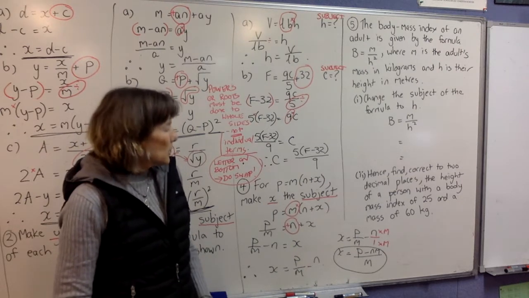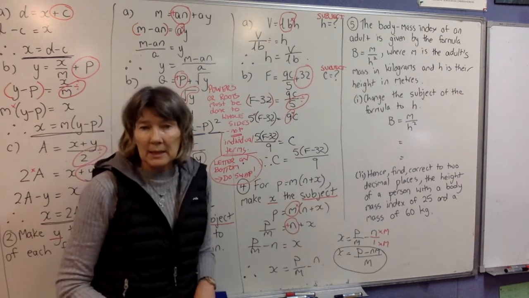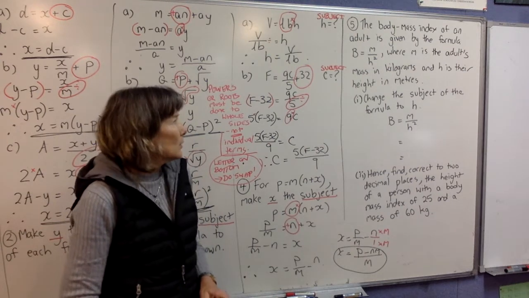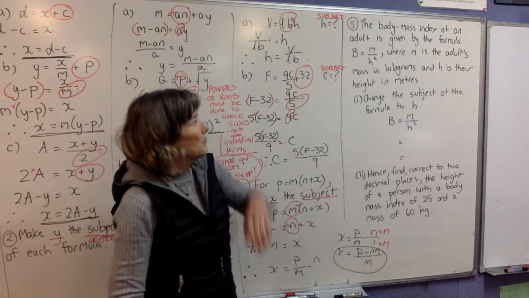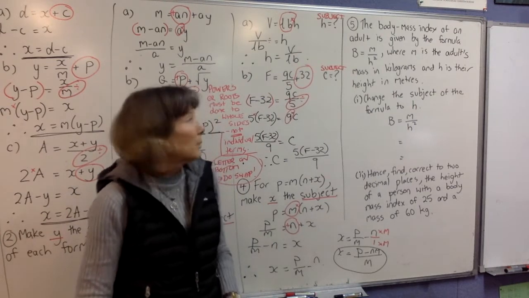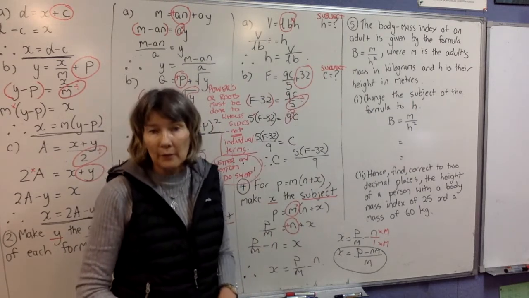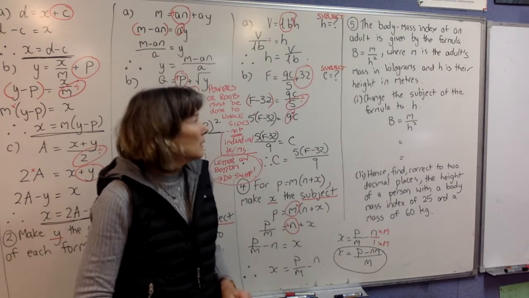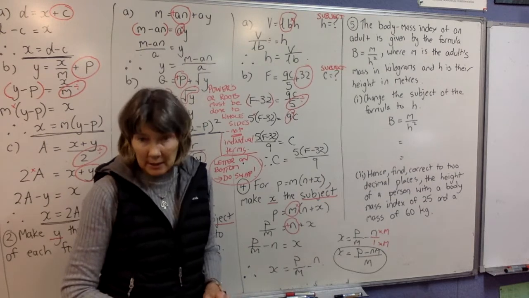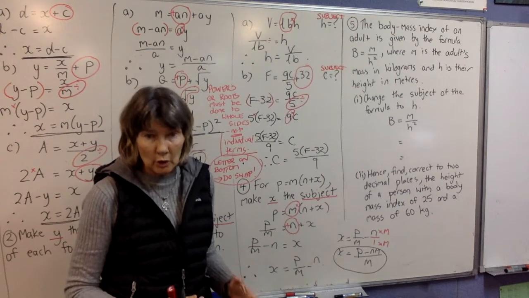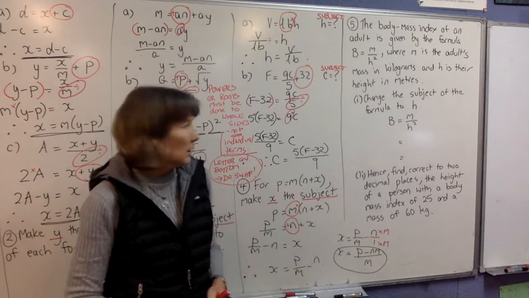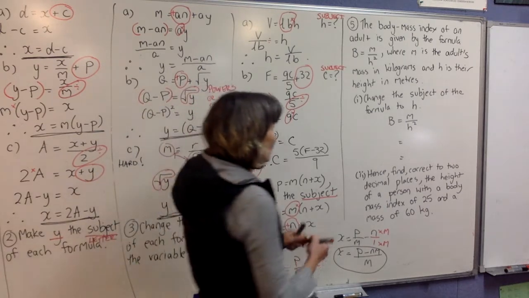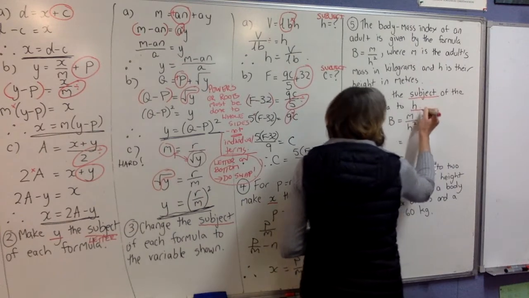All right, the next question over here is about body mass index, which I know you'll probably do in PDHPE. It tells you here the body mass index of an adult is given by the formula B equals m over h squared, where m is the adult's mass in kilograms and h is their height in metres. You must make sure you use the units they've told you, otherwise you're going to get the wrong answer. Now in part 1 it says change the subject of the formula to h.